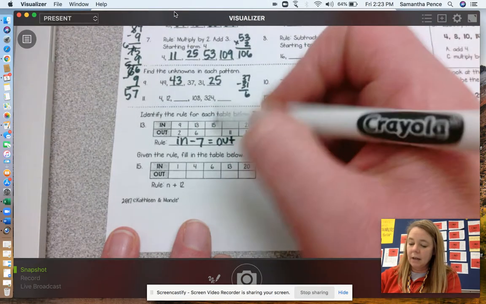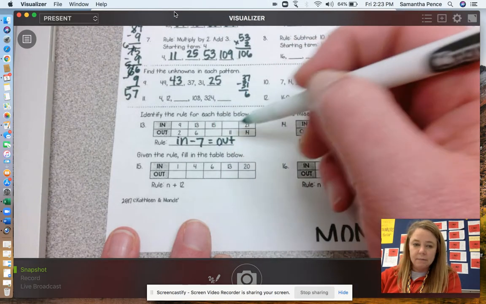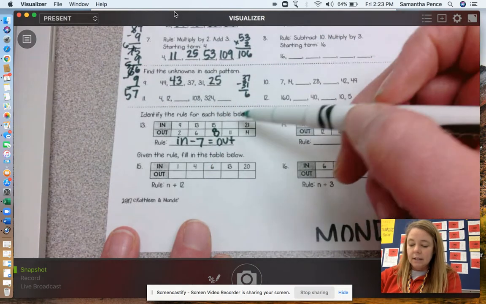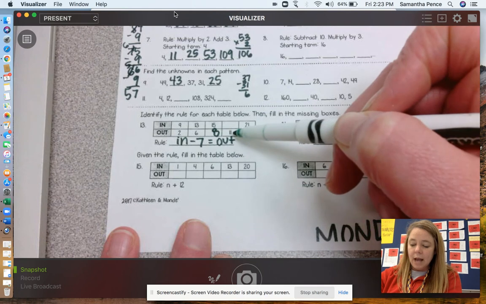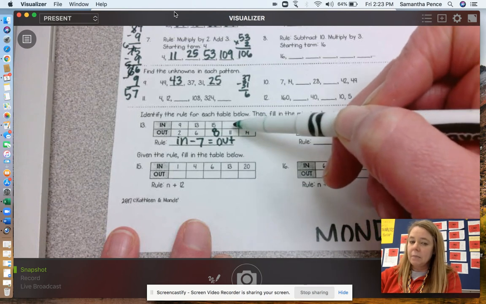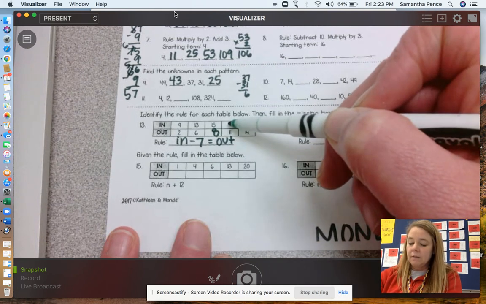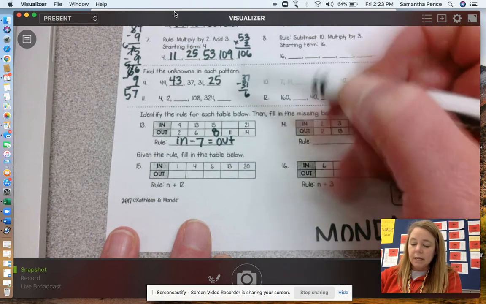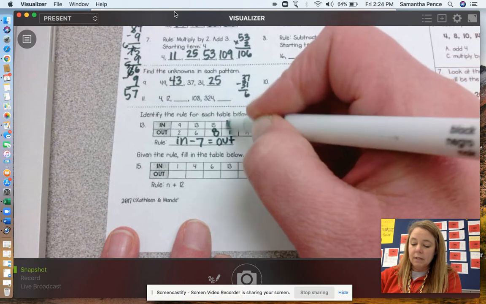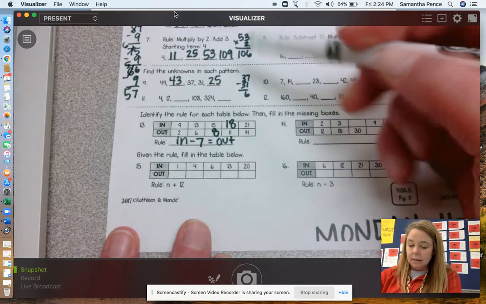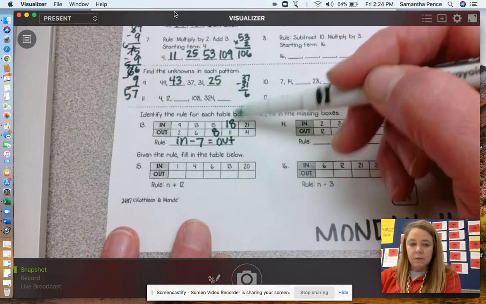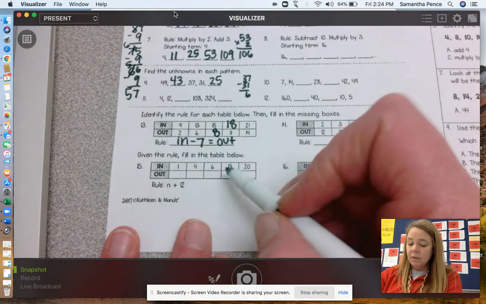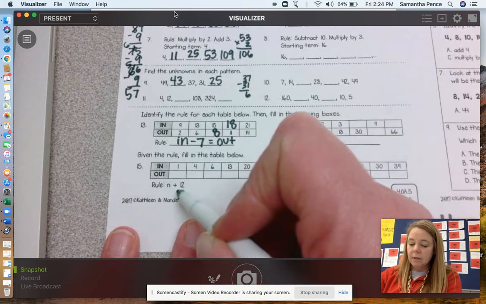Okay, so let's finish the pattern. 15 minus 7, that's one of my favorite facts. 15 minus 7 is 8. And this time, it gives us the output, but not the input. So instead of subtracting, I'm going to need to add 7. So 11 plus 7 is going to be 18. 18 minus 7 is 11. So, it's going both ways.